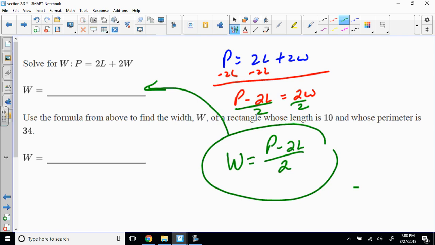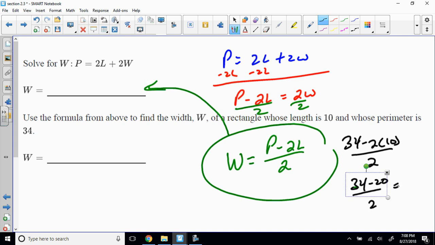Then it says use the formula from above to find the width of a rectangle whose length is 10 and whose perimeter is 34. So that'd be 34 minus 2 times 10 divided by 2. So that would be 34 minus 20 divided by 2 equals 14 divided by 2 equals what, 7? So I got 7.